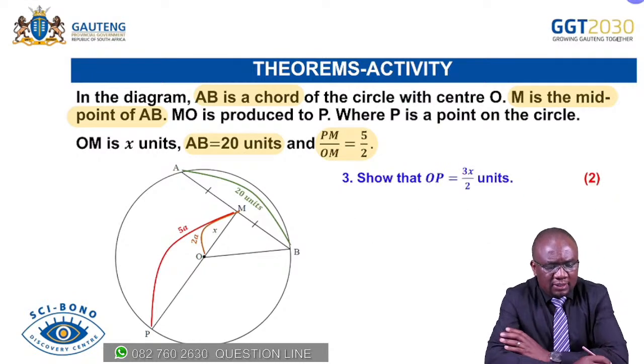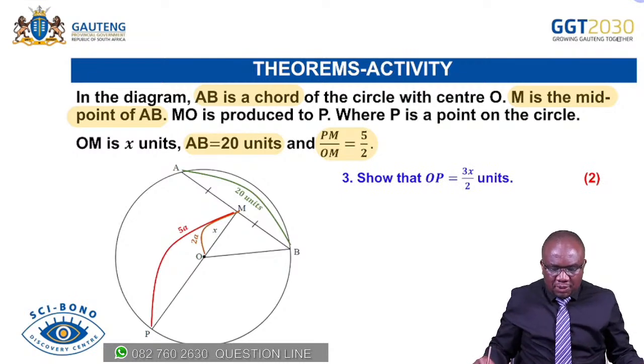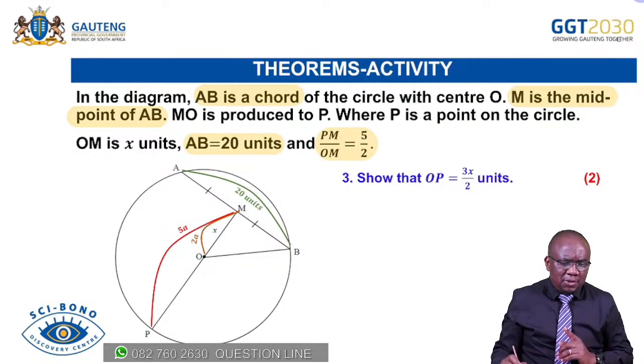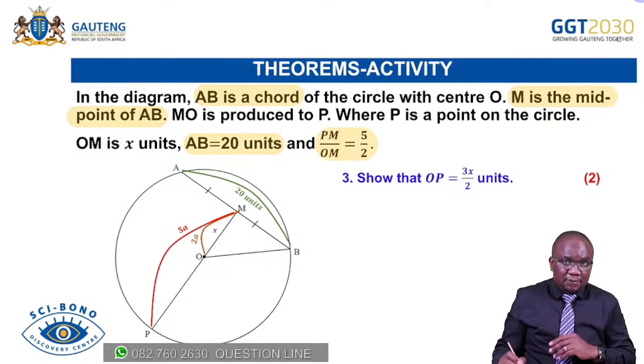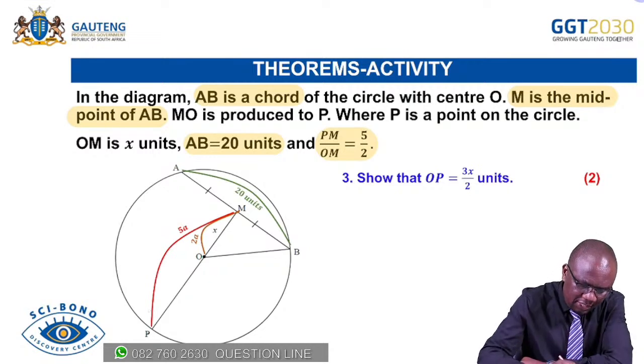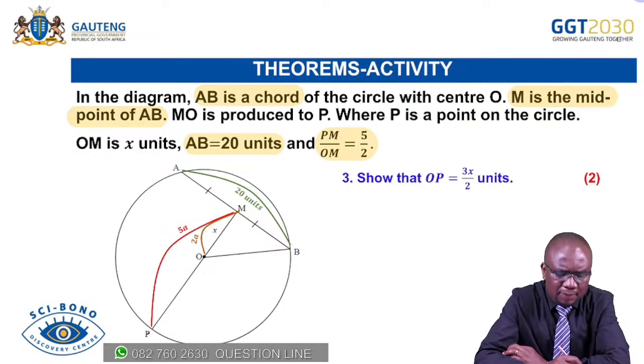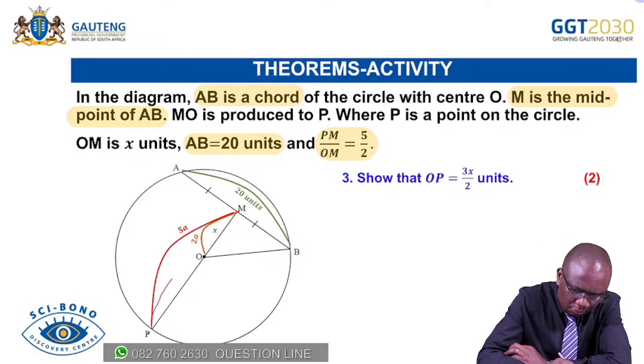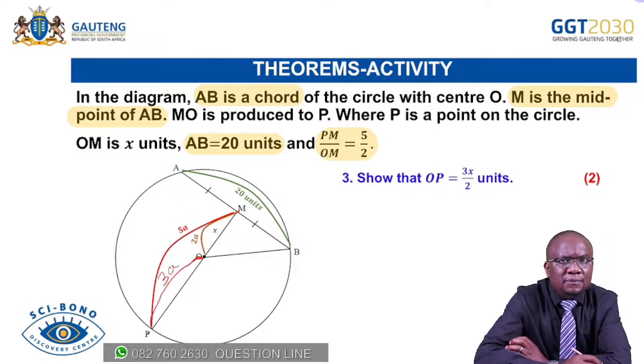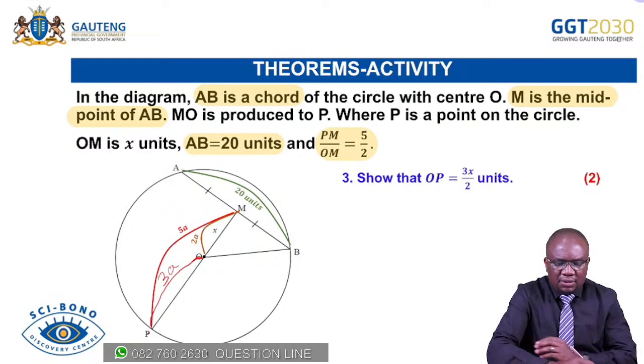Okay, right. And then show that OP is equal to 3x over 2 units. I'm going to show you two methods here. If you're still trying it, continue, but listen. Now, from P to M is 5a. From O to M is 2a. What about from P to O? It's going to be 3a. Do you see that? So it's going to be 3a.